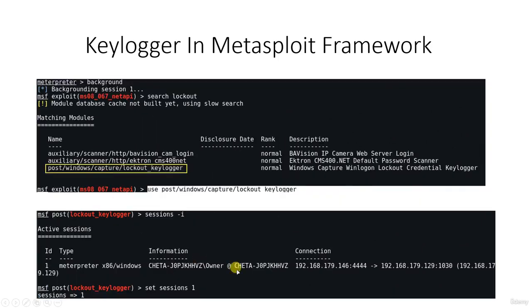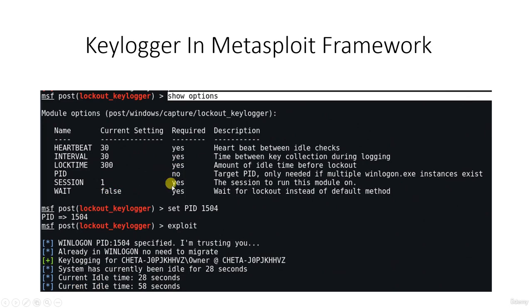So previously, what I have to do is set the PID value. So set PID equal to 1504. Then this PID will be set in here. As you can see, the PID is set to 1504. Then after that, just simply type exploit.